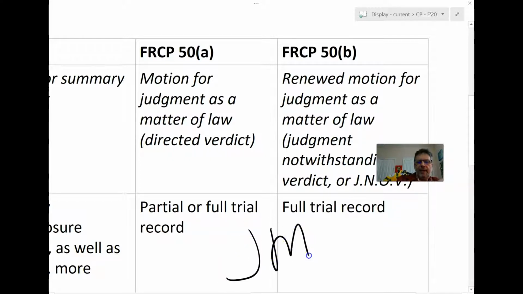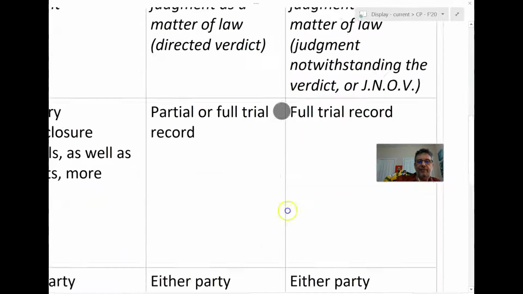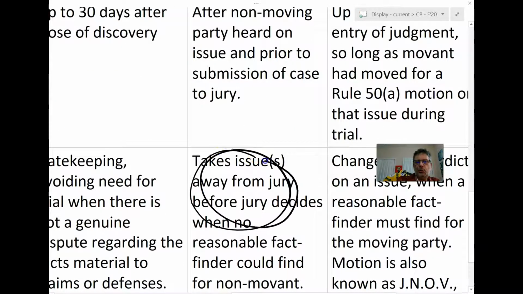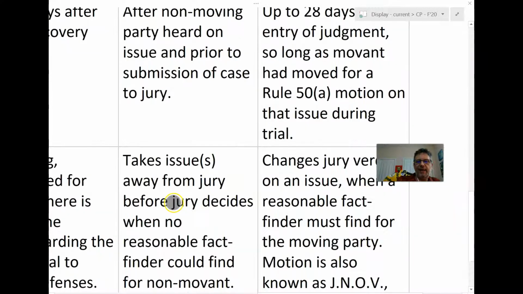This is judgment as a matter of law, all right? This is either done during trial, or after the jury has come back with a verdict, right? So during or right after the jury verdict. So this is much later in the proceedings, but again, we have this idea of partial gatekeeping, either taking issues away from a jury or flat out changing the jury verdict.